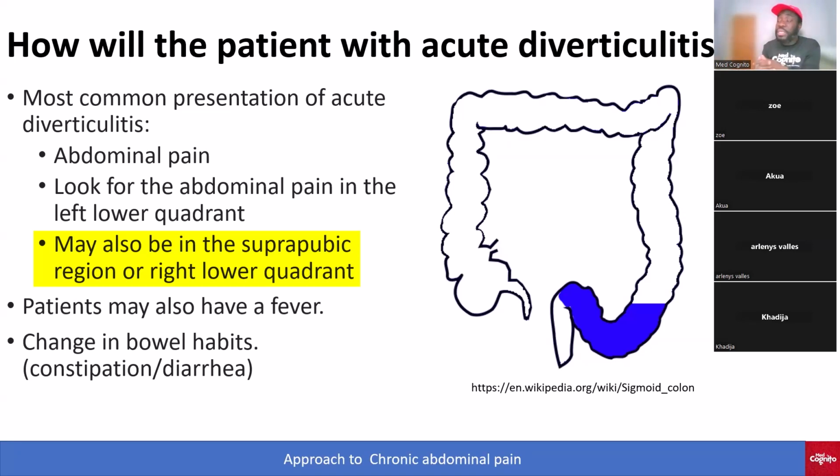And I've seen somebody, I was sure that this patient has appendicitis, so I did a CT scan and it was right-sided diverticulitis. Okay. The patient with diverticulitis may also present with fever. And then they may present with change in bowel habits. And the change in bowel habits can be either constipation or diarrhea.